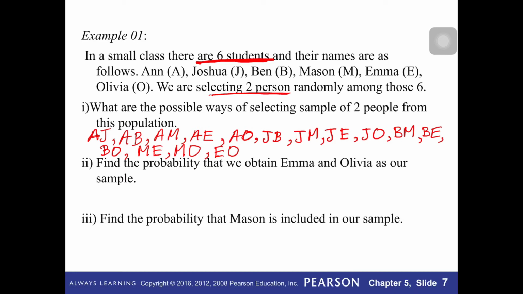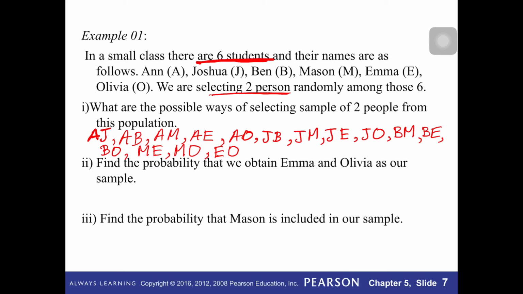Okay. So don't worry about the repetitions or order. See, for example, A J, Anna and Joshua, don't consider J A, Joshua, Anna. It's the same, okay, because we are talking about persons, we are talking about students. So for students, Anna, Joshua, or Joshua, Anna, it's the same, okay. So try to make distinct pairs. There is no repetition in this selection, okay. So this is the way we mention all possible outcomes, okay.